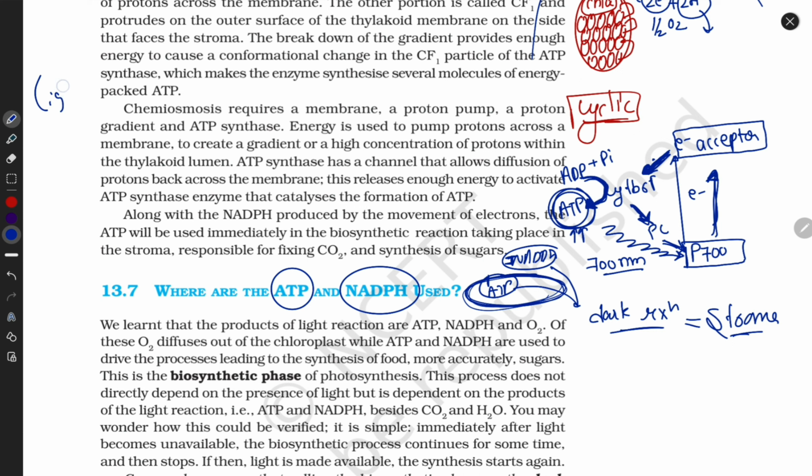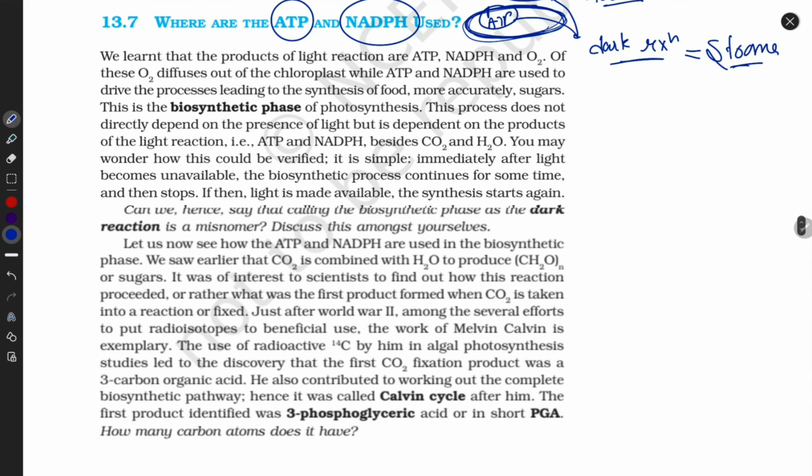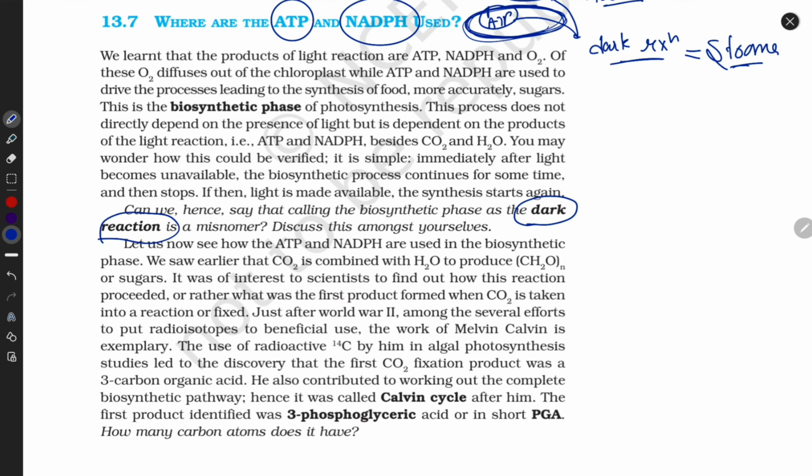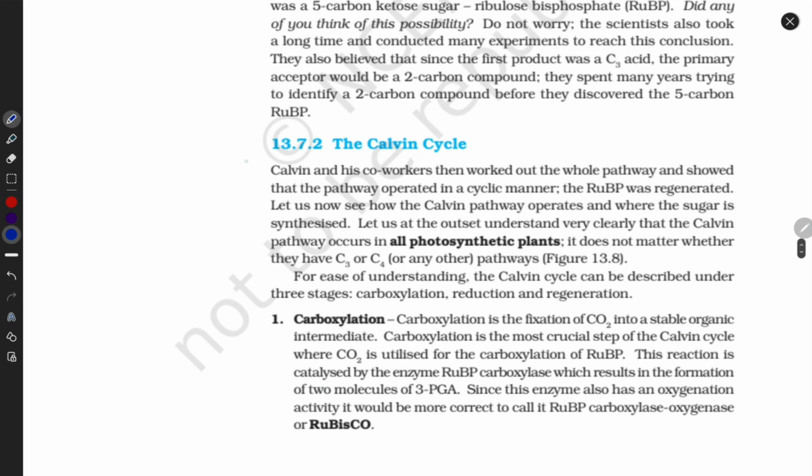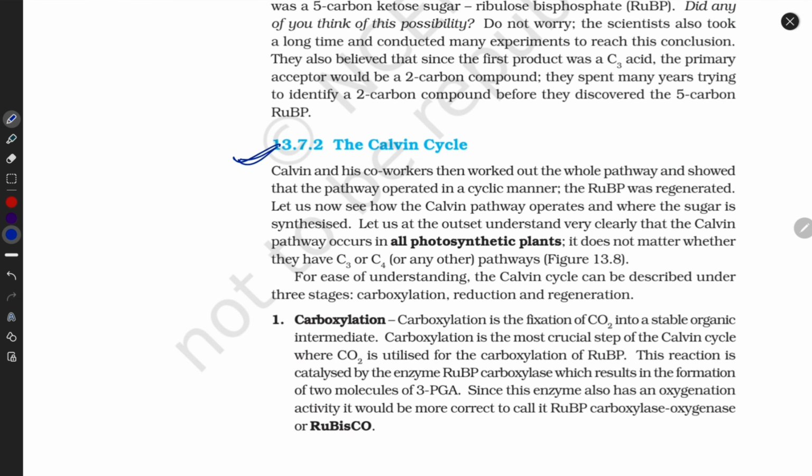Previously we discussed the light reaction, which occurs at the thylakoid membrane through photosystem II and photosystem I. We already discussed the non-cyclic and cyclic pathways, and now we are going to discuss the dark reaction. In the dark reaction we study some cycles, how food is produced. In the next video we will discuss how ATP and NADPH are used in the biosynthetic phase to produce food. We will start with the Calvin cycle. Look at here, this is the Calvin cycle.